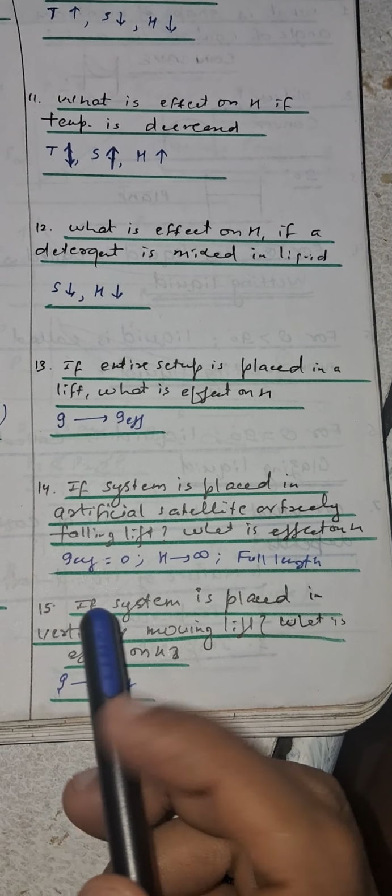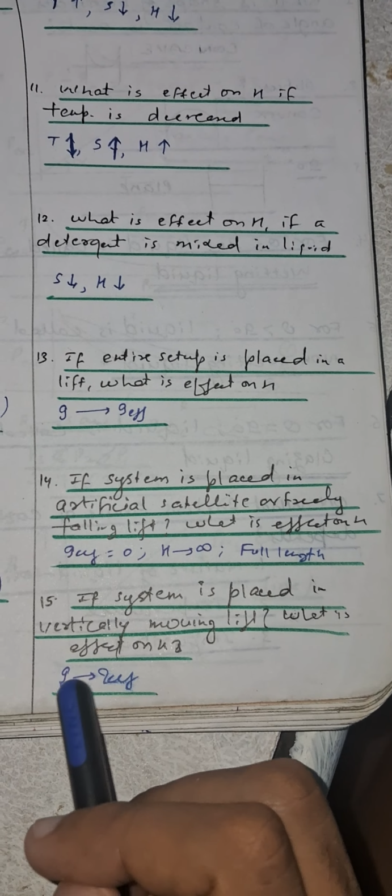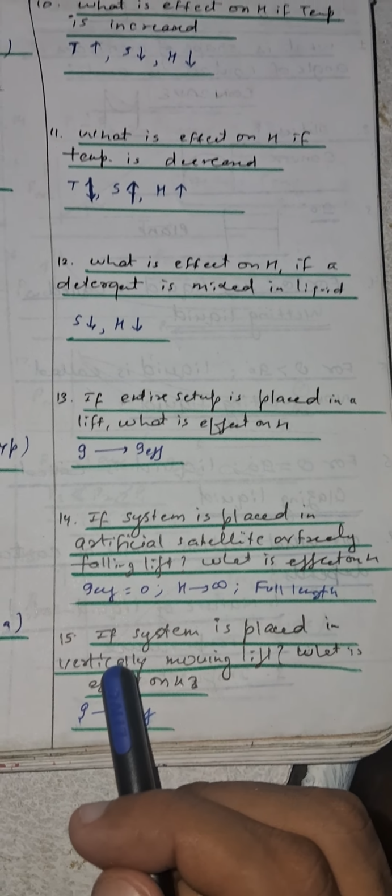Now, if the system is placed in a vertically moving lift, what is the effect on this? So as I have discussed earlier, replace g by g effective.